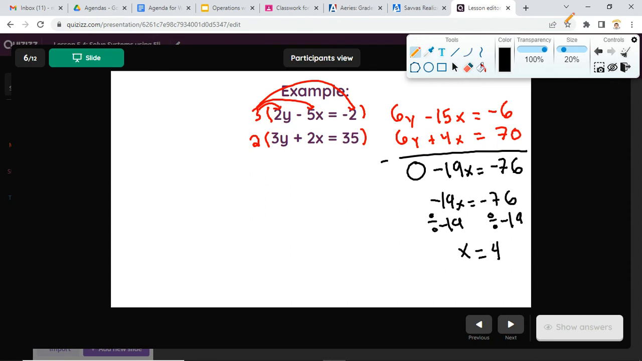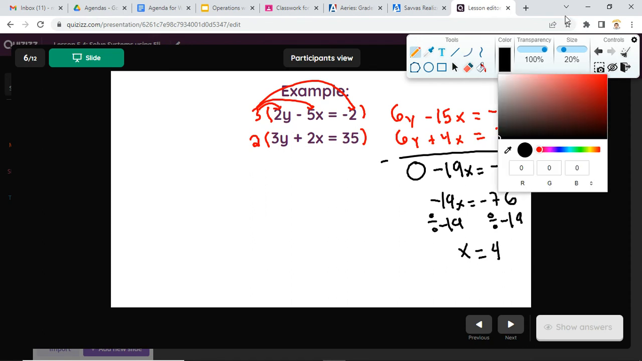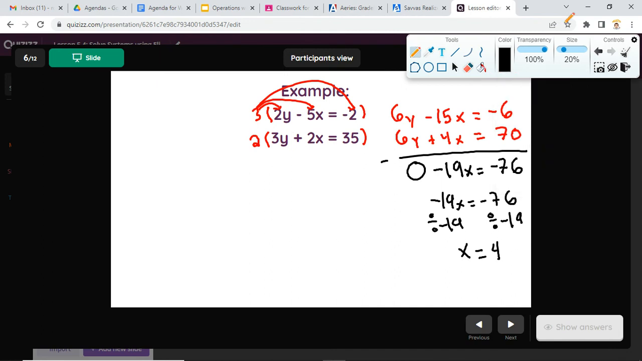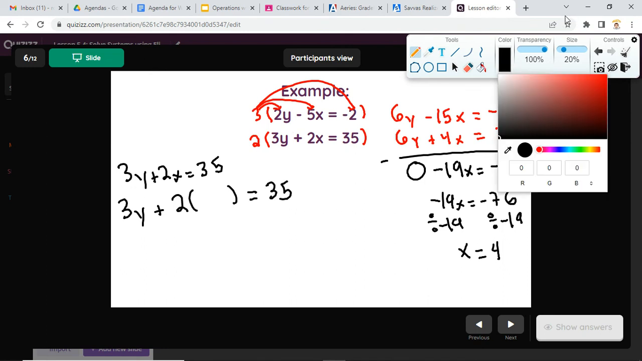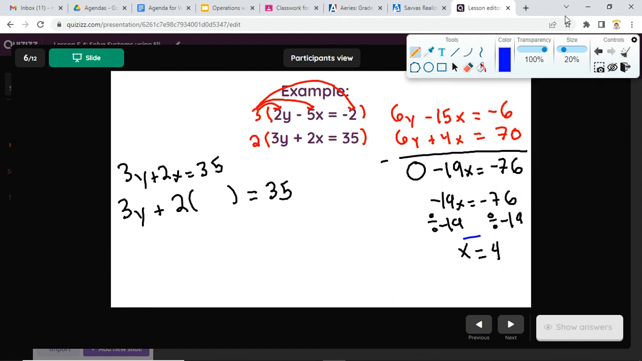Alrighty, so now that I've solved for one of my variables, what I can do is go to one of my original equations here. Let's use 3y plus 2x is equal to 35. So I'm going to take my x term here, and I'm going to replace it with what I solved x was equal to. So instead of my x, I'm going to replace that with 4. And I'm getting that from right here, x equals 4. So I'm taking my x right here, and I'm replacing it with 4.